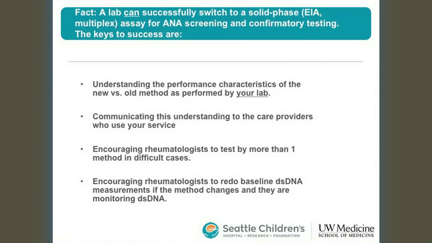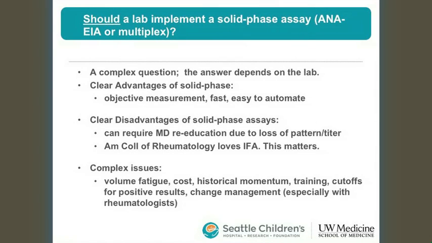But should you implement a solid phase? And that's complex. Clearly, there's a movement towards solid phase, but it's complicated. The American College of Rheumatology loves the IFA. You can have a re-education. If you're doing a good job with pattern and titer and then you take it away, people want their pattern and titer. So a lot of times people use all kinds of different ways of getting around that, like if it's positive, they'll still give them a pattern and titer.